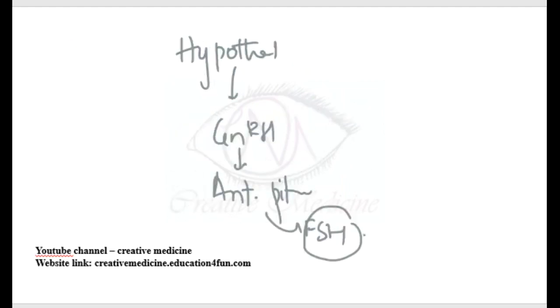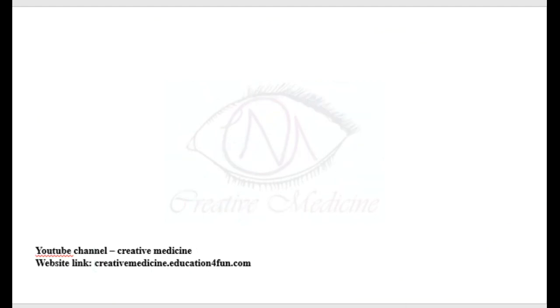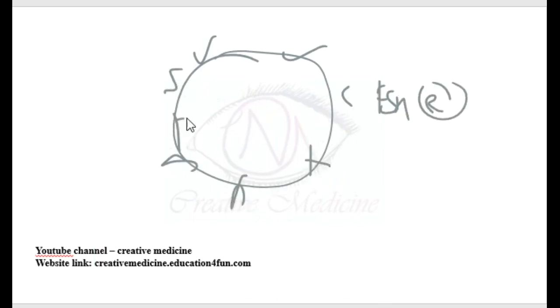Whenever there is negative feedback on FSH, all the follicles will die except one, which is the dominant follicle, because on the dominant follicle there are a lot of FSH receptors. So as a result, this one dominant follicle is the one which survives, whereas the other follicles will die completely.